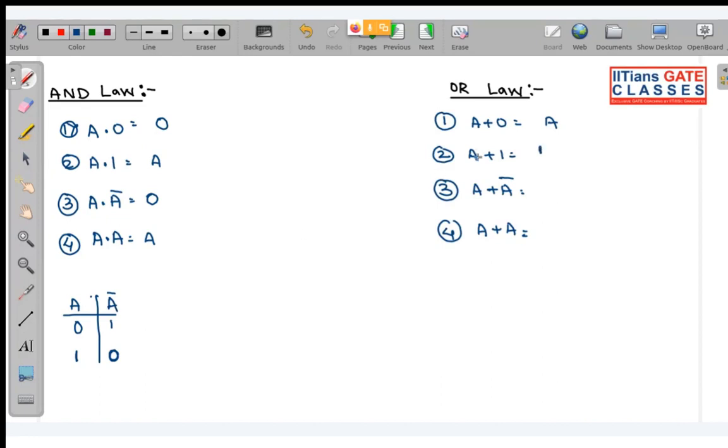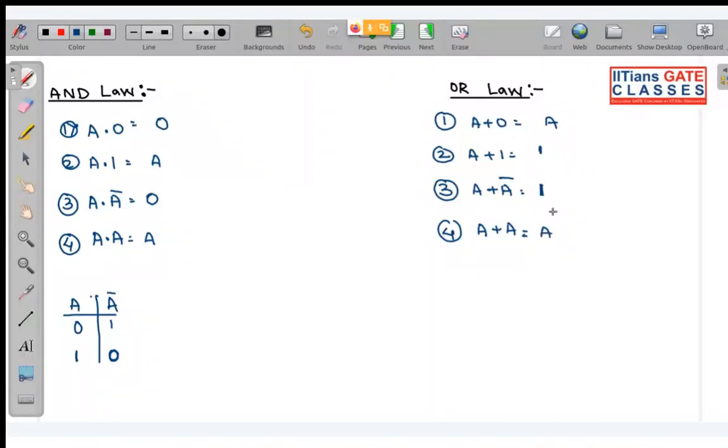Why? Because even if A is 0 or A is 1, it doesn't matter. If one of the inputs is 1, the output will always be high, or it will always be 1. Now A plus A complement, this will also be 1. And here it will be A. A plus A, this will be A.